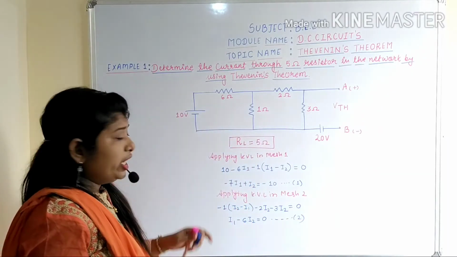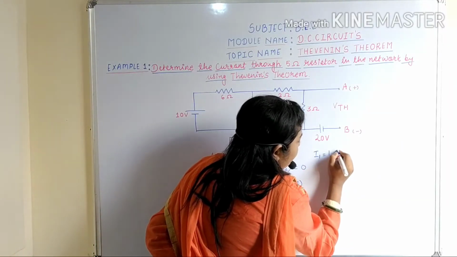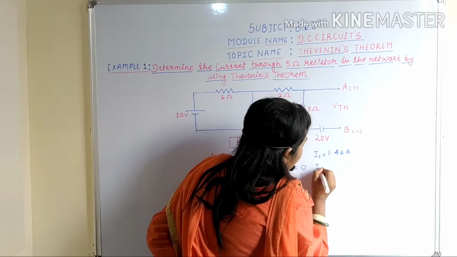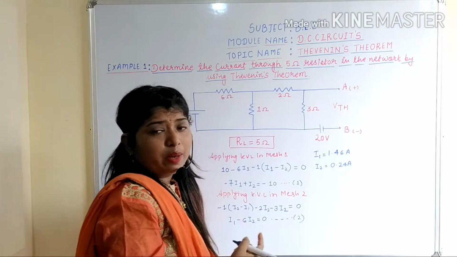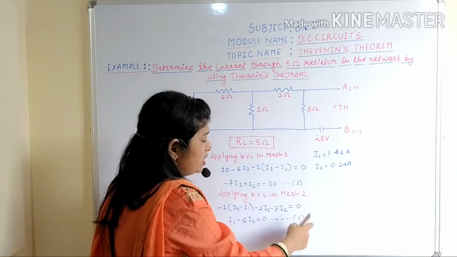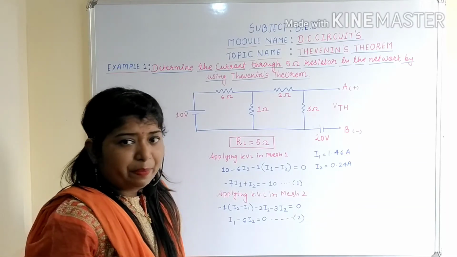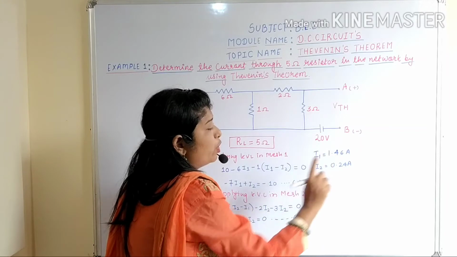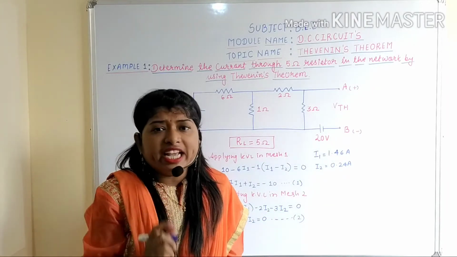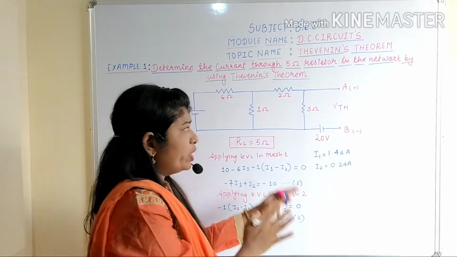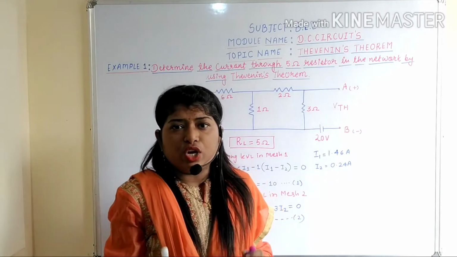After solving equations 1 and 2, you will get I1 is equal to 1.46 ampere and I2 is equal to 0.24 ampere. You need to solve with the help of a calculator. But you need to find out the VTH equation. So please pay attention over here. Once you understand the VTH equation, you can easily solve problems based on Thevenin's theorem.